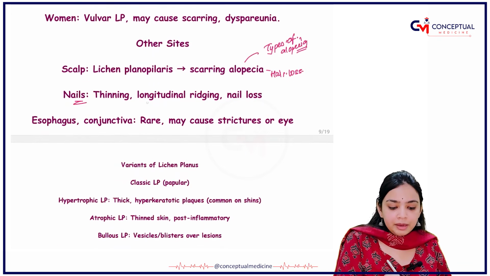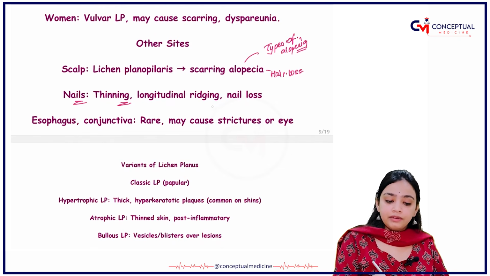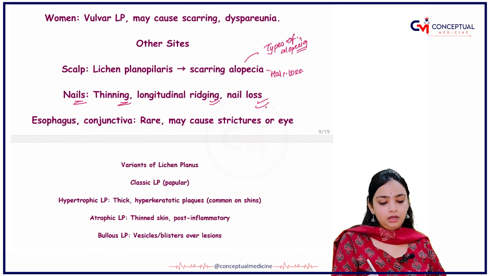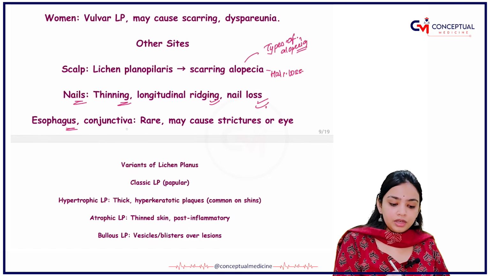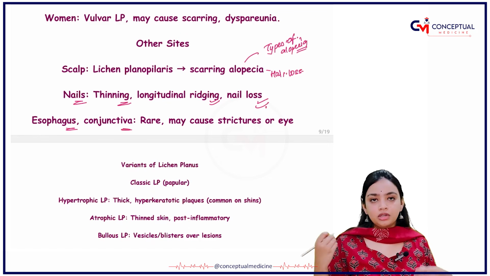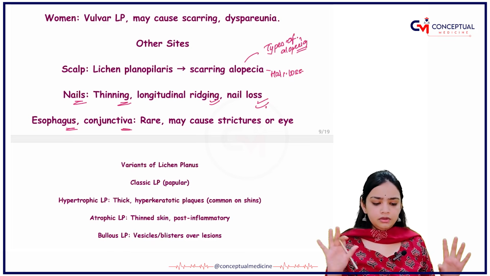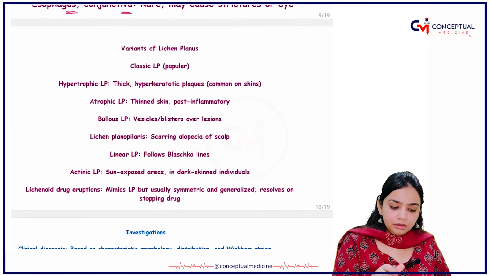In the nails, you will be able to see thinning of nails, longitudinal ridges and nail loss. There will be esophagus and conjunctivitis. Conjunctivitis is also involved, but rarely. Then you have the variants.